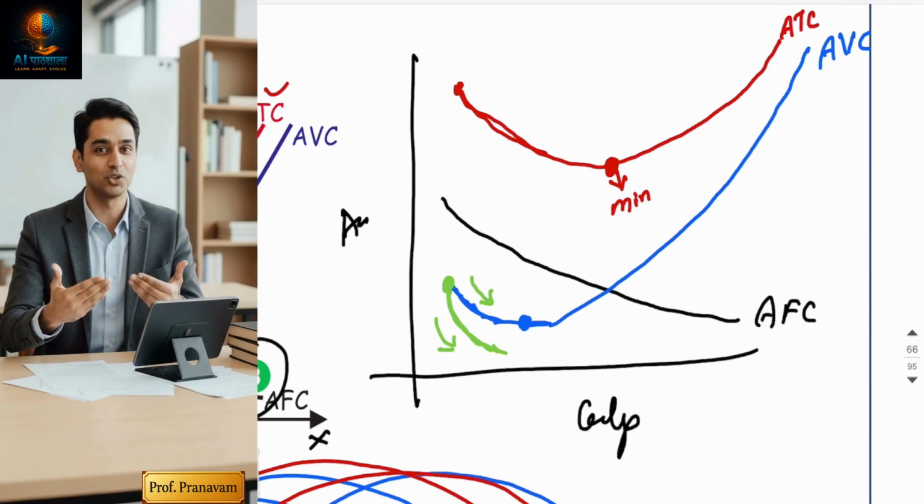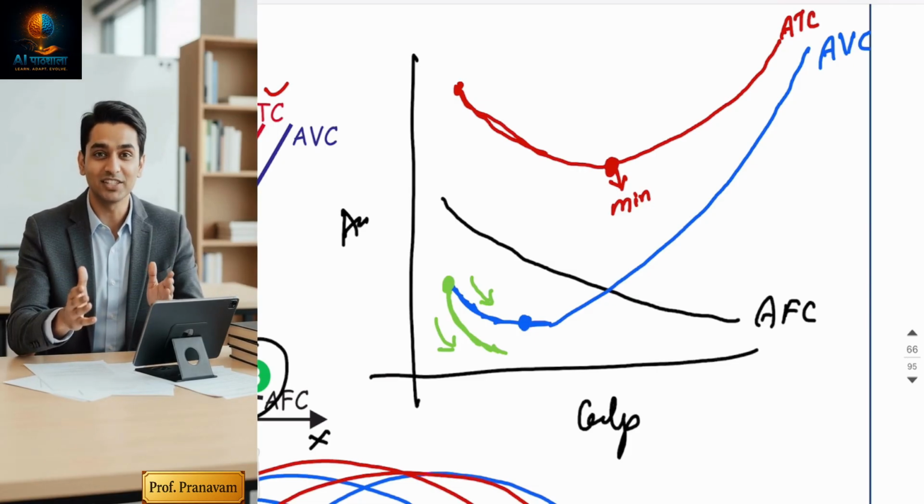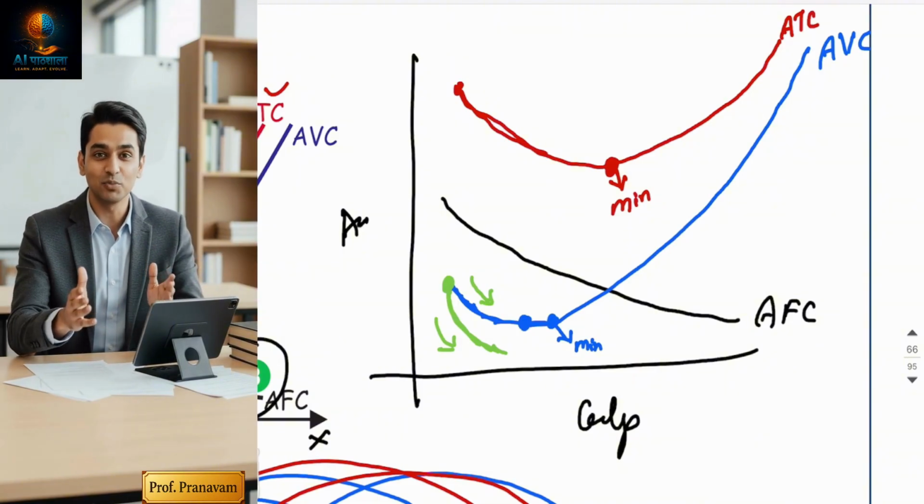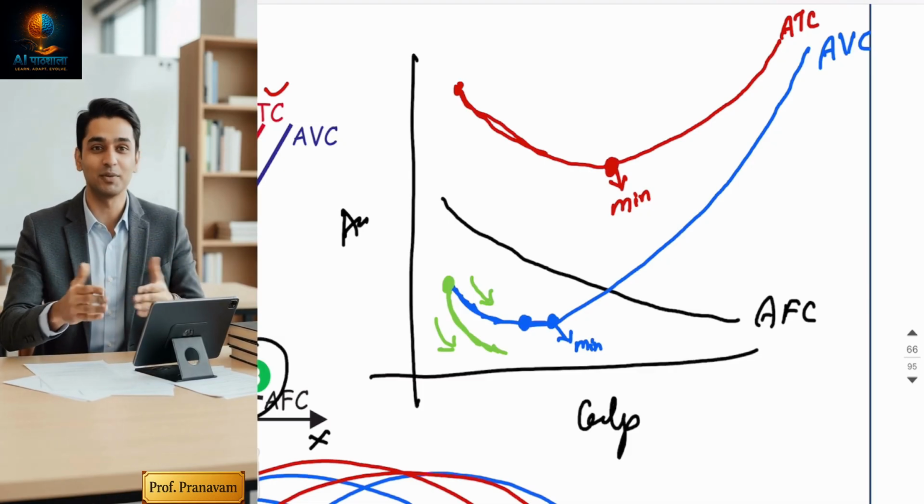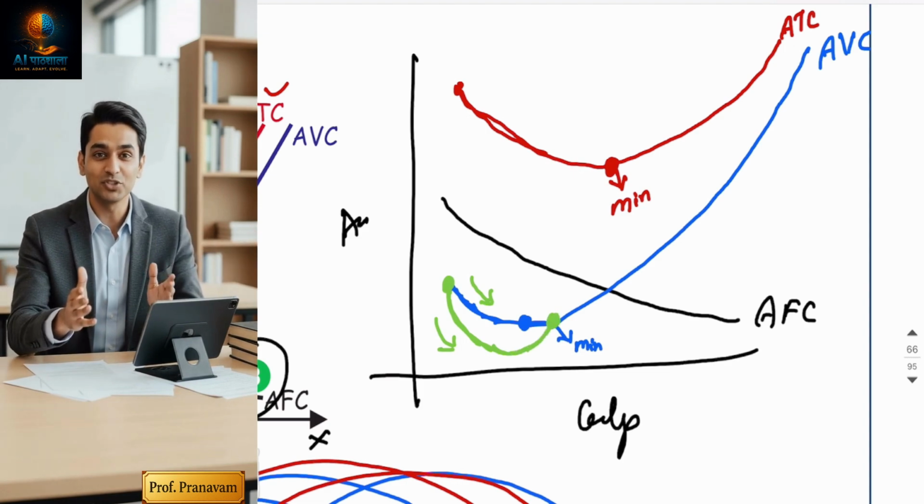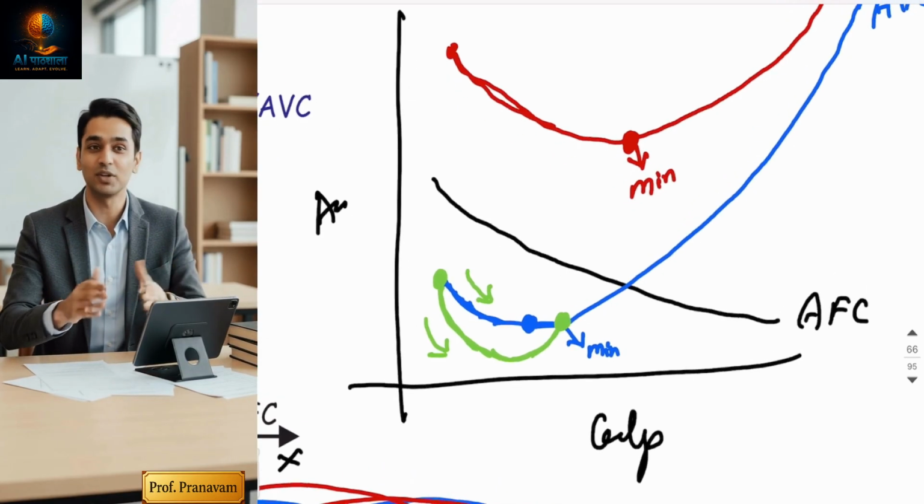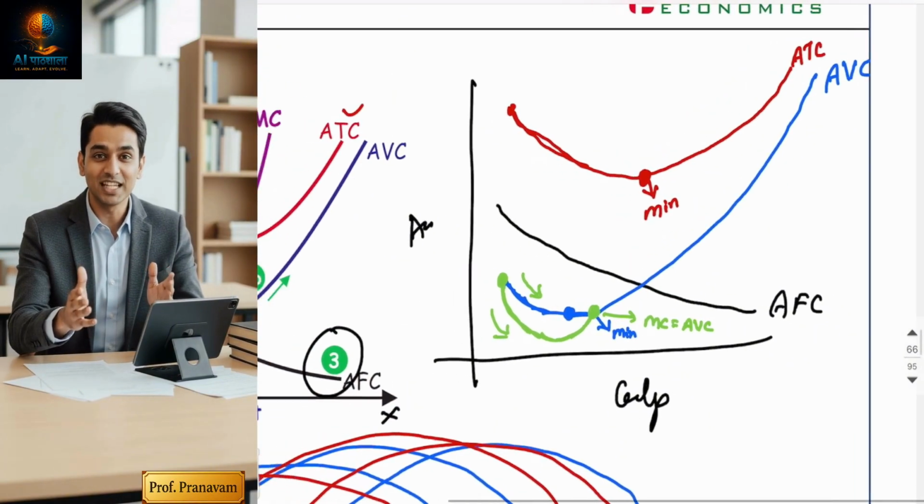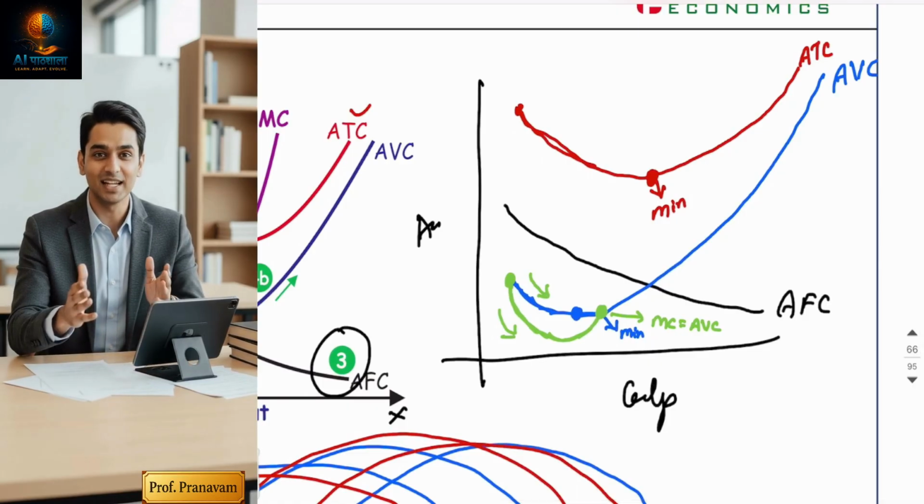But average variable cost falls up to a certain point and becomes minimum. This is my minimum point. It becomes minimum and remains constant. Economics says the moment average variable cost reaches the minimum point, marginal cost increases and it becomes equal. And in a graph, equal means point of intersection. That means marginal cost becomes equal to average variable cost when average variable cost is minimum.